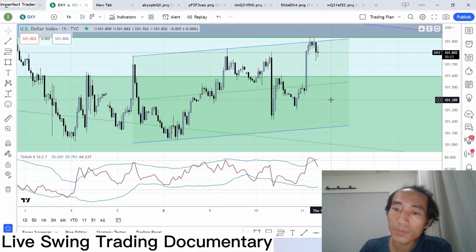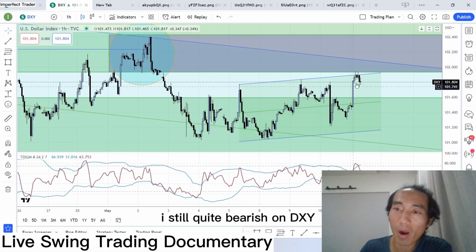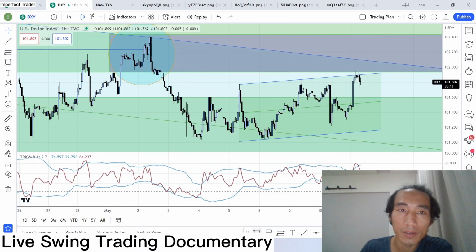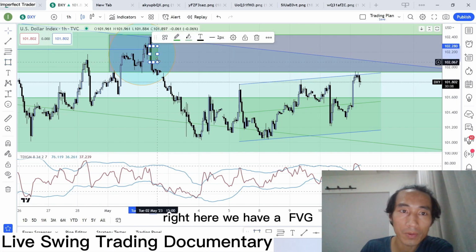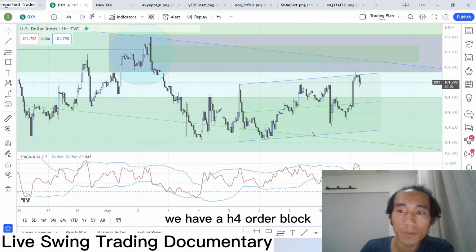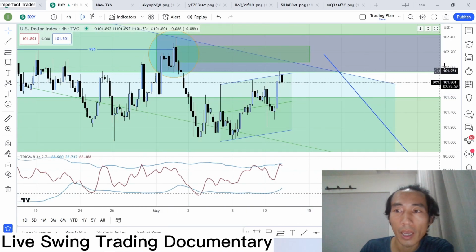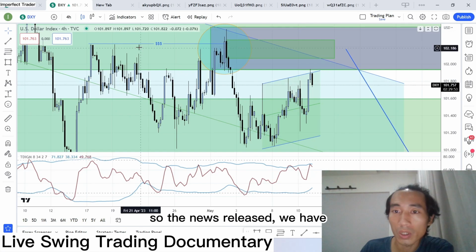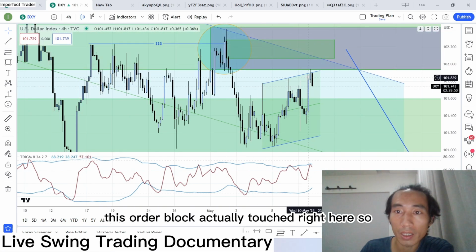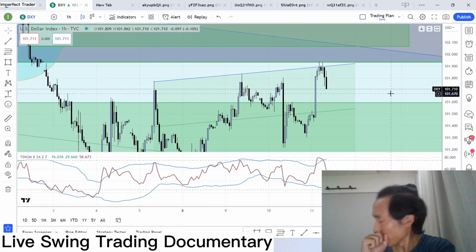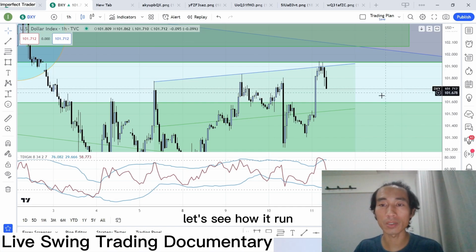But to be honest, I'm still quite bearish on the DXY. Even if it goes a little bit higher, around this region right here, we have a fair value gap. We have a 4 hour order block, and this other order block actually takes care of liquidity, so it's very powerful. So on the news release, we have this other order block actually touched right here. So let's see how it runs.